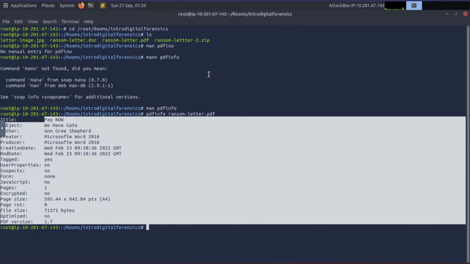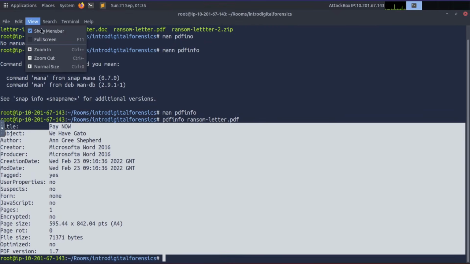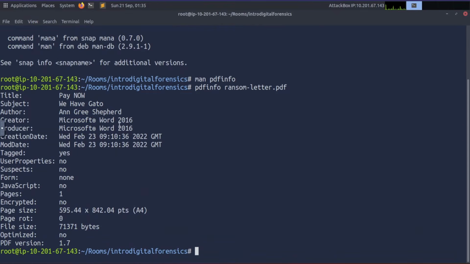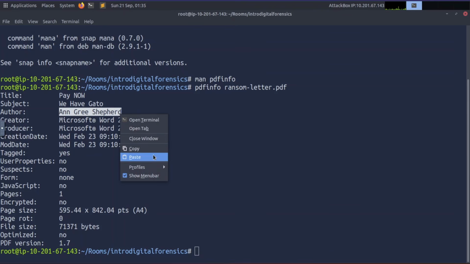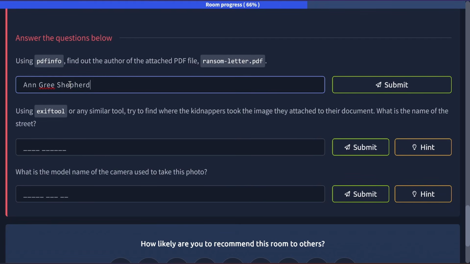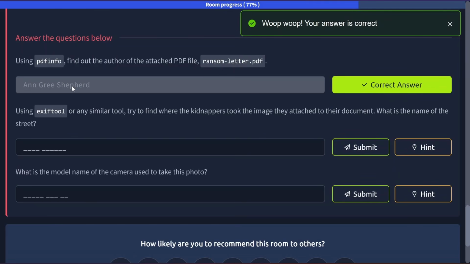And actually, you know what? This whole time I've had this pretty... Okay, I don't know why it's not letting me zoom the way I normally do. But let's zoom in. We're going to make this view way better so you can actually read it. Sorry, that whole time I was zoomed out. Okay, so here's our metadata, and we want to know who the author is, and we can see here Anne Gree Shepherd. She's the author. So let's copy that. We'll paste that in here. And with that, we get the right answer.